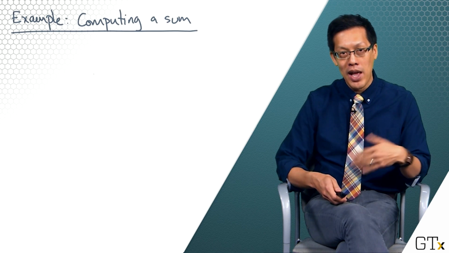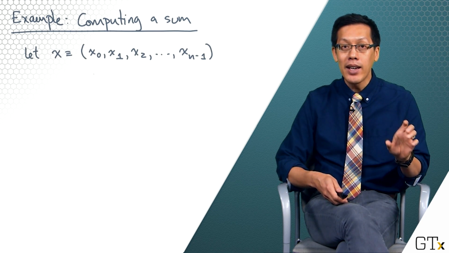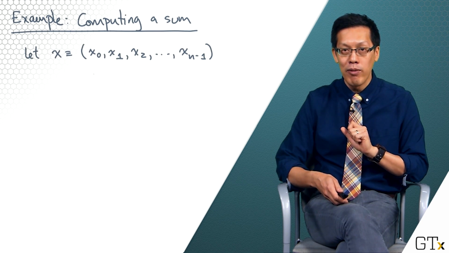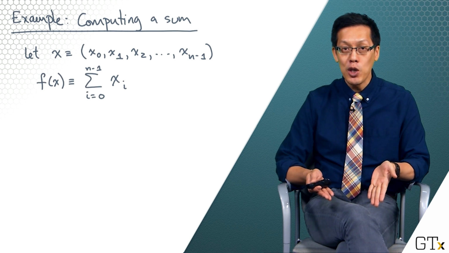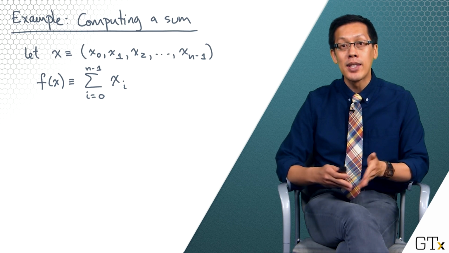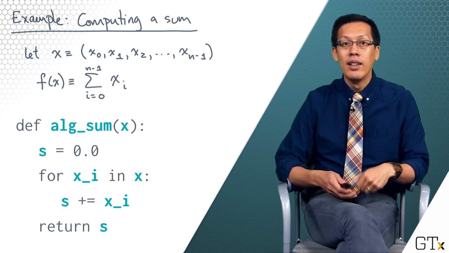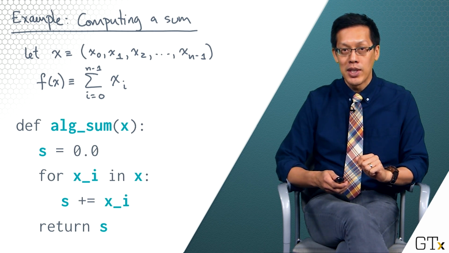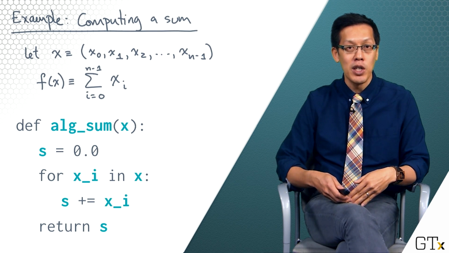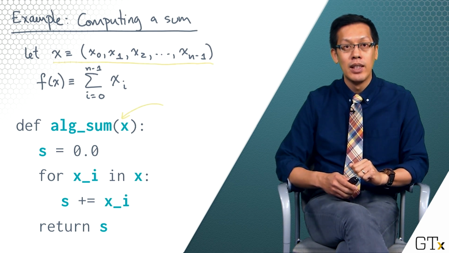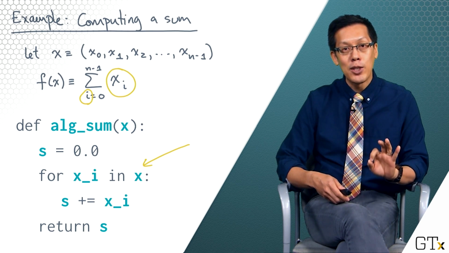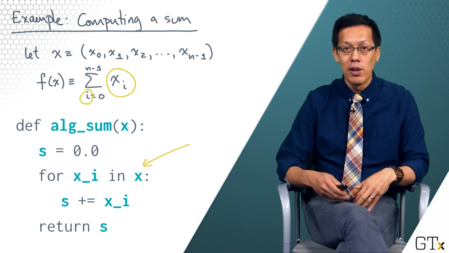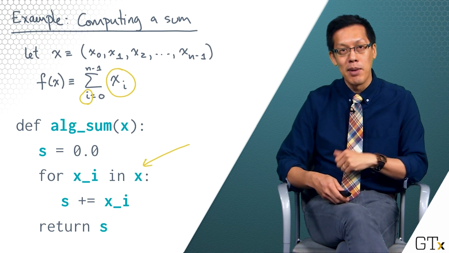Now let's start by formalizing the problem. Let x be a collection of n input values numbered from 0 to n minus 1. The function you want to compute, f of x, is the sum of all these elements. Now here's an algorithm to compute the sum, implemented as a Python function named algsum. Its argument x is the collection of input values. Let's assume this collection is iterable, meaning you can loop over its elements.